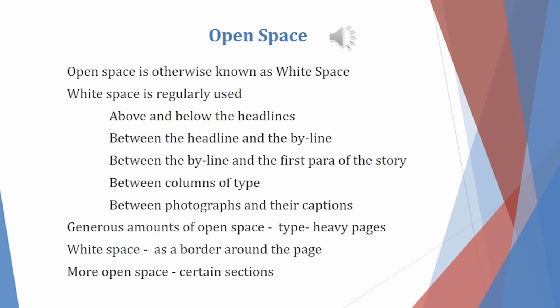Open space is also employed as a border around the page. Some newspapers use more open space as elements in certain sections than in others. It is usually seen in the arts and entertainment sections of the newspaper, thus differentiating them from the news sections.